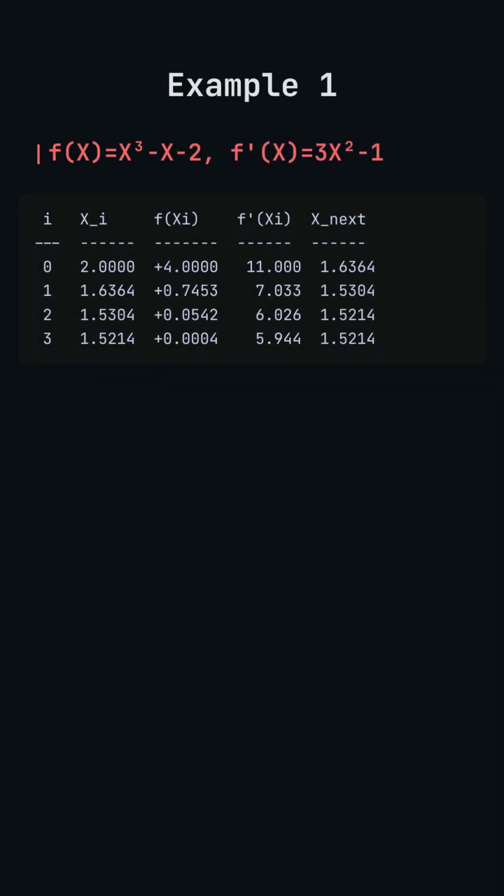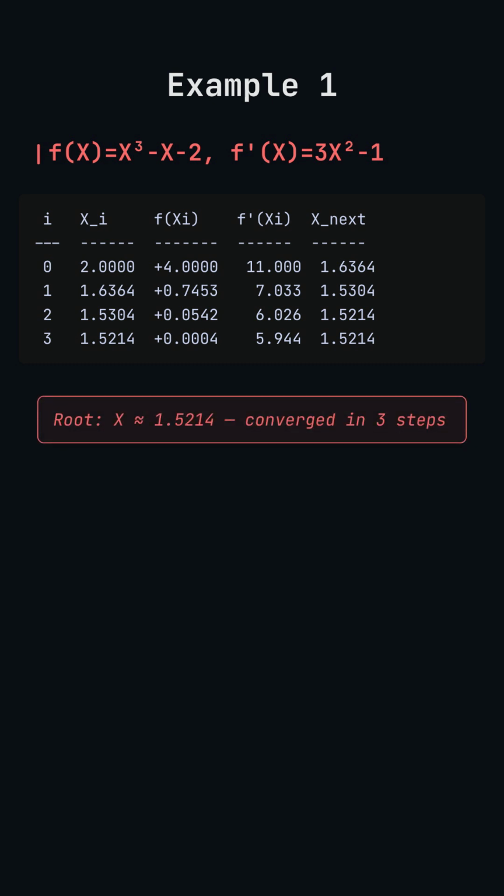Apply Newton-Raphson to f of x equals x cubed minus x minus 2, with derivative 3x squared minus 1, starting at x0 equals 2. At x equals 2, the residual is 4 and the slope is 11, giving a first step to 1.64. The next correction brings the residual from 0.7 to just 0.06. 3 steps from x equals 2 and already at engineering precision. The root is 1.5214. That is quadratic convergence.